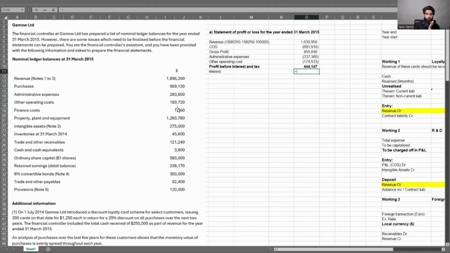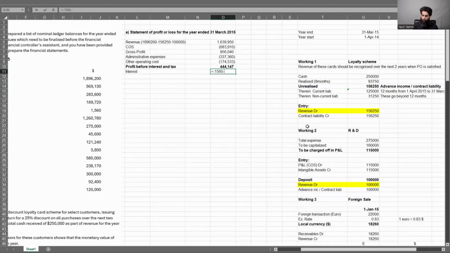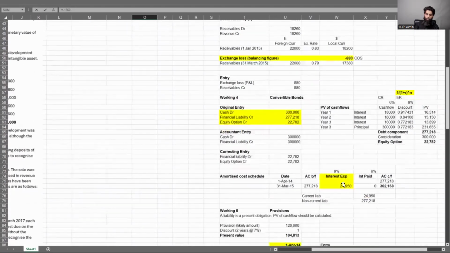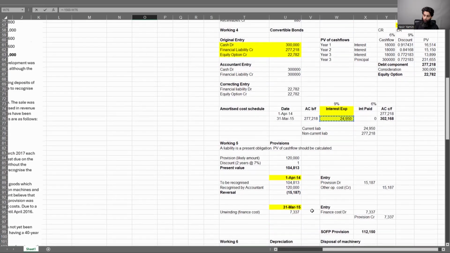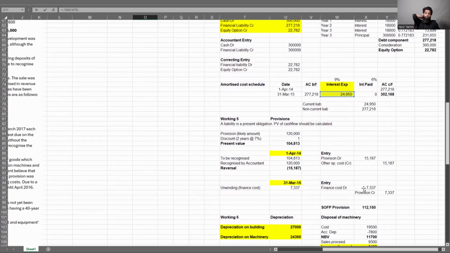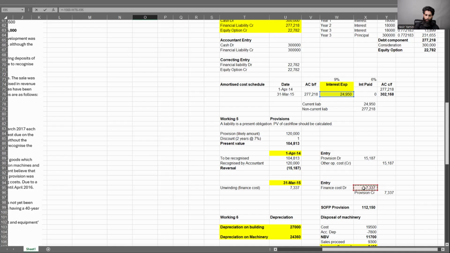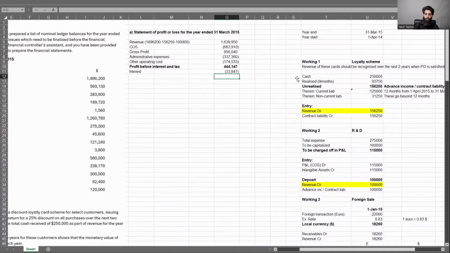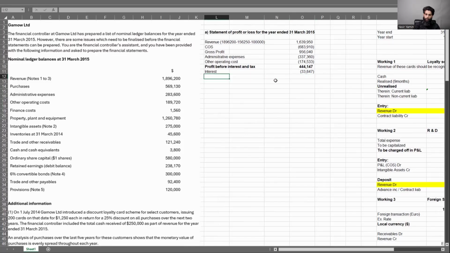Then there is interest, which is finance cost. Remember, we already had some finance cost ready made in the trial balance, 1560. So 1560 minus. Then there were two finance costs, which I remember. One was this finance cost of 24,950. And the other one was 7,337, which was the unwinding. Remember, guys, unwinding. There you have it. Interest cost of 33,847. Profit before tax. This is 410,300.